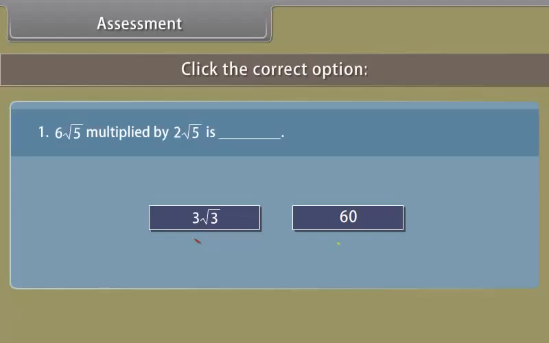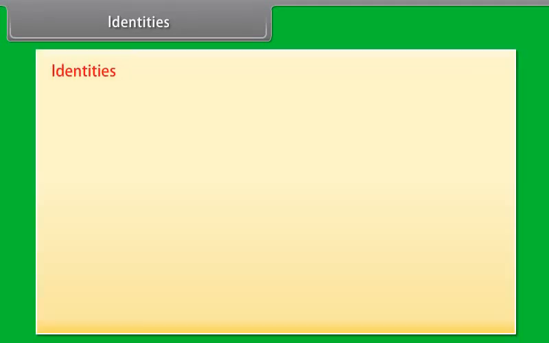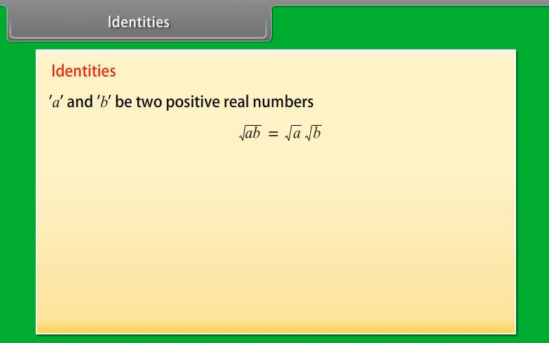And the product or quotient of a non-zero rational number with an irrational number is irrational. Identities. Now, let us go through some identities related to square root. Let A and B be two positive real numbers, then square root of AB is equal to square root of A into square root of B. Square root of A divided by B is equal to square root of A divided by square root of B.